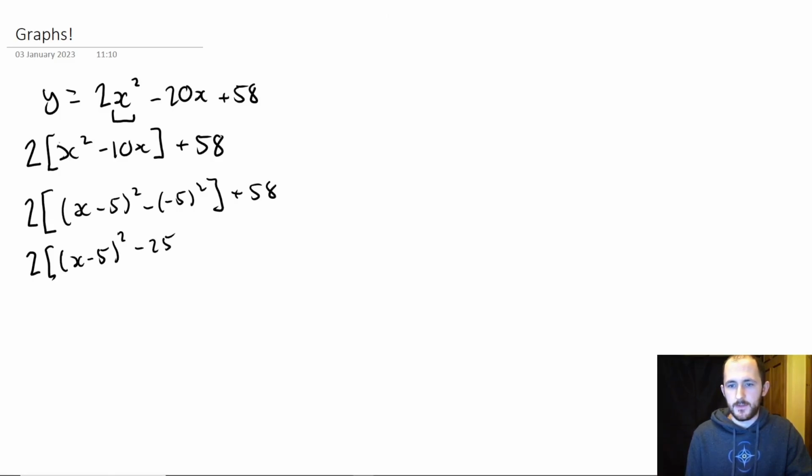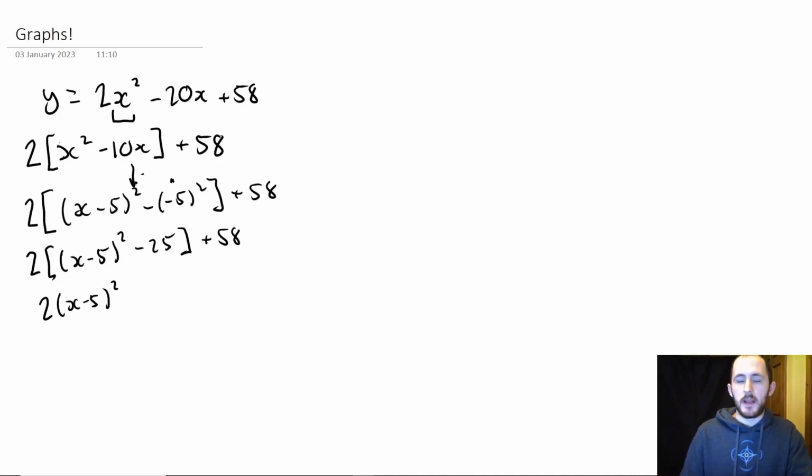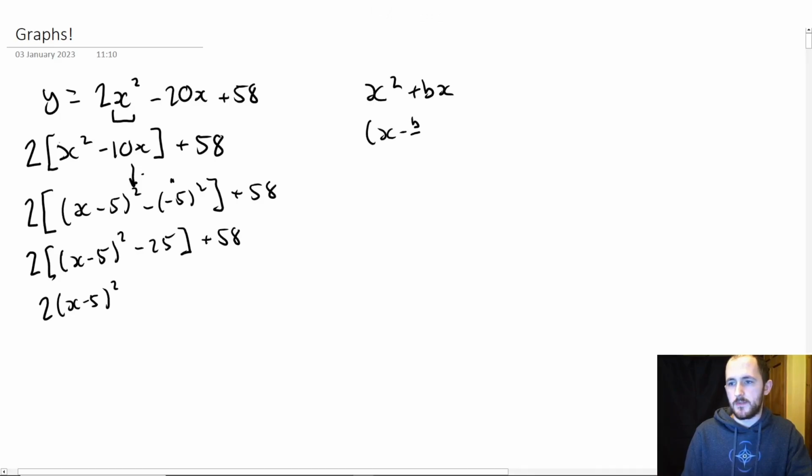Minus 25. Now we can actually expand the big staple brackets that I have. So we have 2x minus 5. This one. So from here to here, I'm actually doing the completing the square thing. So completing the square just says that x squared plus bx, you can write that as x minus b over 2 squared minus... So it actually comes from the actual completing the square formula.